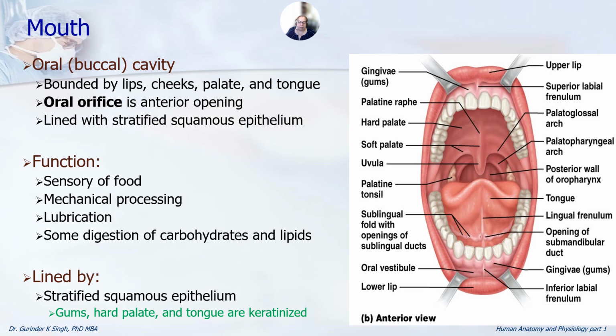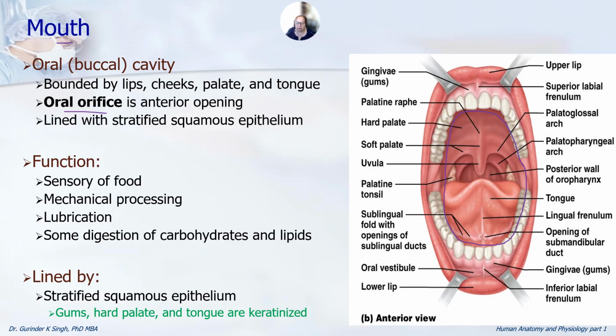Okay, let's now talk about the anatomical structures involved in the GI tract, or the digestive system. The first one is your mouth, and the cavity enclosed by the mouth, like this big when you open up, is known as the buccal cavity. The mouth opens up at what we call the oral orifice, which is the opening of your mouth.